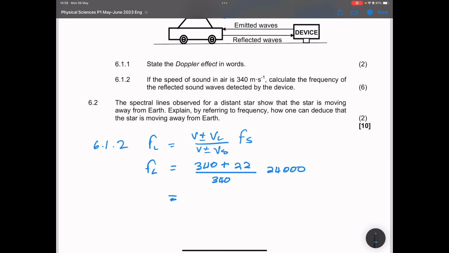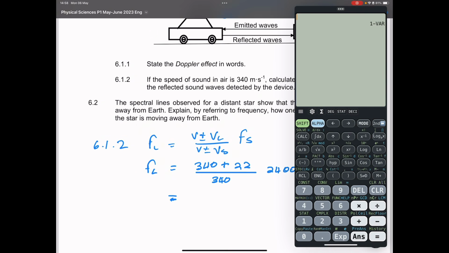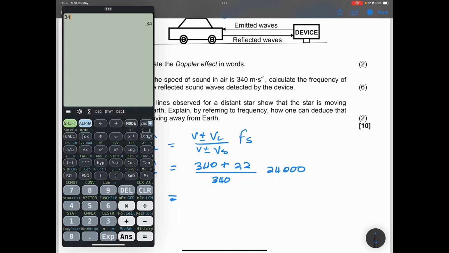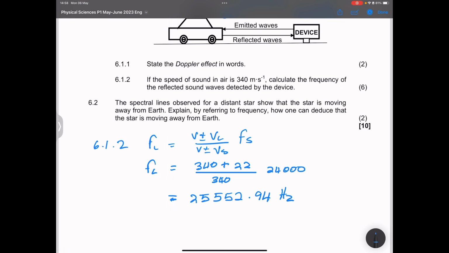Now note in this case, what does that give us? We're going to say this is 340 plus 22, all of that divided by 340, that gives us that number, multiplied by 24,000, and that gives me 25,552.94 hertz. That is the frequency that would have been picked up on the car.